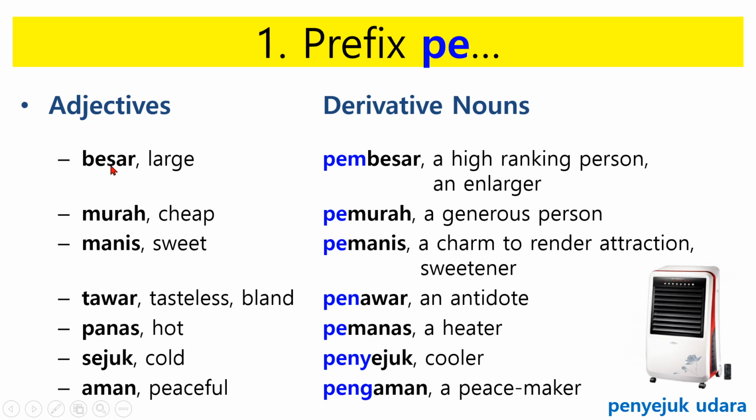Adjective: besar, large; pembesar, a high-ranking person, an enlarger; murah, cheap; pemurah, a generous person; manis, sweet; pemanis, a charm to render attraction or a sweetener; tawar, tasteless, bland; penawar, an antidote; panas, hot; pemanas, a heater; sejuk, cold; penyejuk, cooler; aman, peaceful; pengaman, a peacemaker. Here we call air conditioner penyejuk udara.